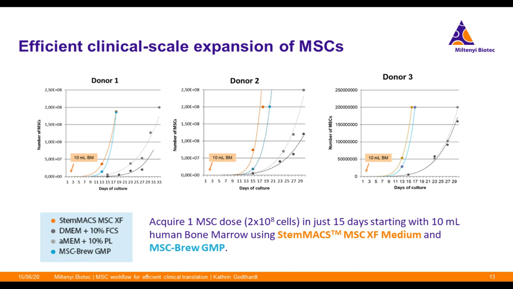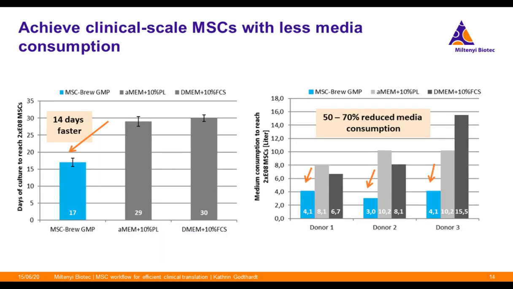Also, if you are interested in a clinical scale expansion of MSCs, so to say generating 200 million MSCs, it's possible to do this quite fast. Just within 15 days, starting with 10 milliliters of human bone marrow, using the StemMACS medium and the MSC-Brew, you will reach this high number of cells, compared to the homebrew DMEM and alpha-MEM media, which take a lot more, so more than 3 weeks roundabout, to get this high number of cells.